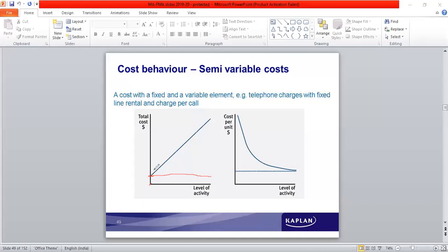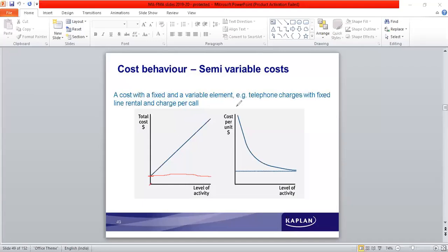So we see that that is partly fixed. A particular component of the cost is fixed. The rest of it is variable. So it is called a semi-variable cost. There's another term also, called semi-fixed cost: either semi-variable cost or semi-fixed cost.